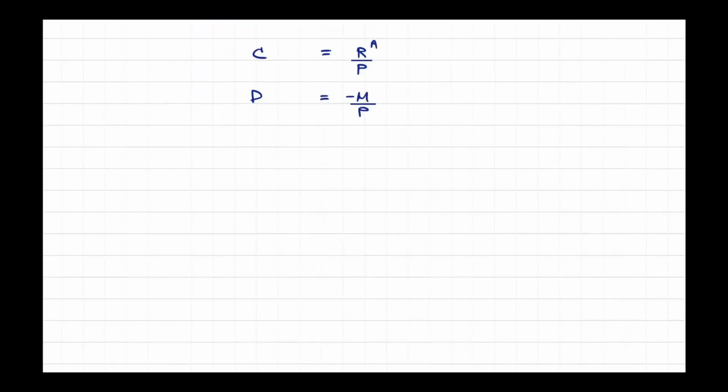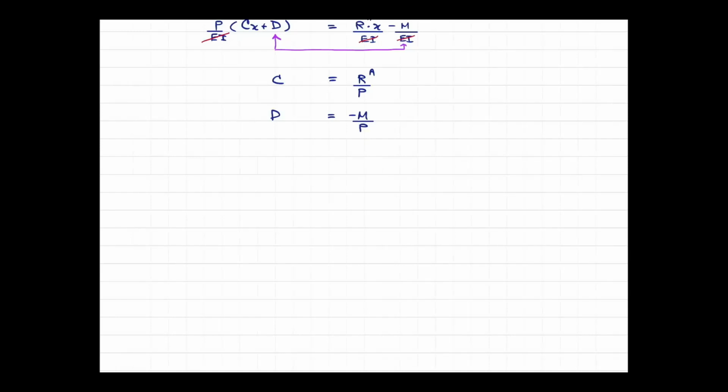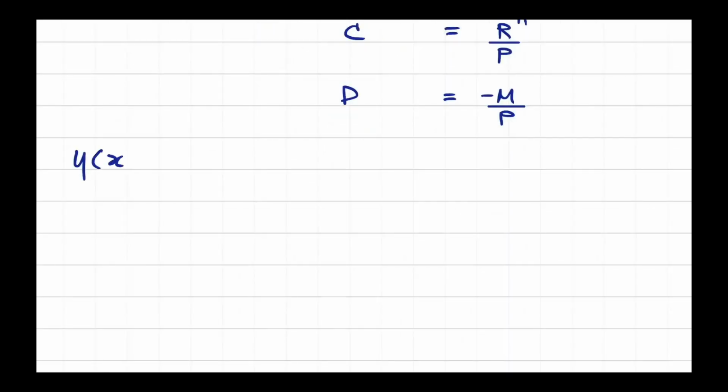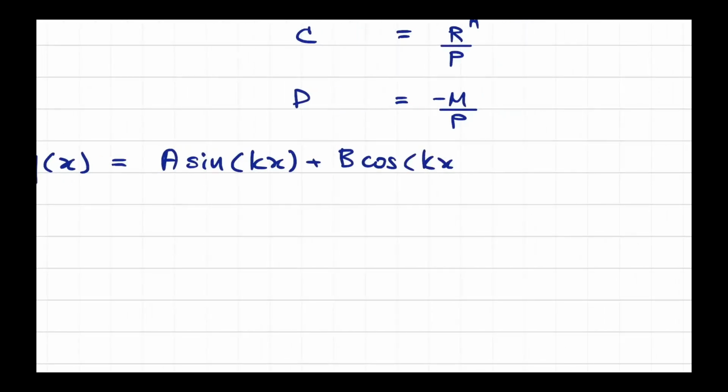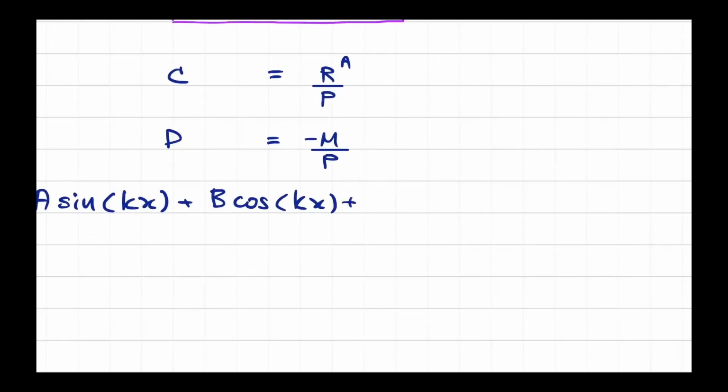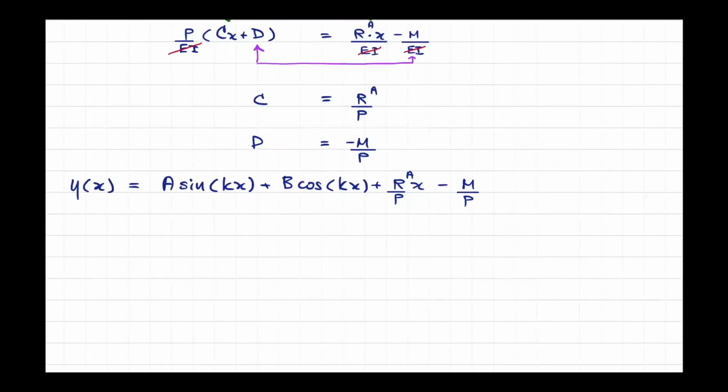So we combine the homogeneous solution and particular solution into the same piece. So y as a function of x is equal to A sine kx plus B cosine kx plus C, which is RA over P times x minus M over P. Look at this. Actually, you can cross-check your work a little bit.